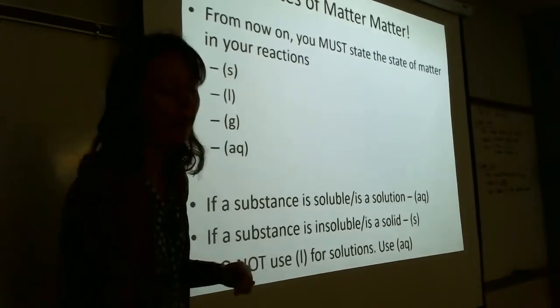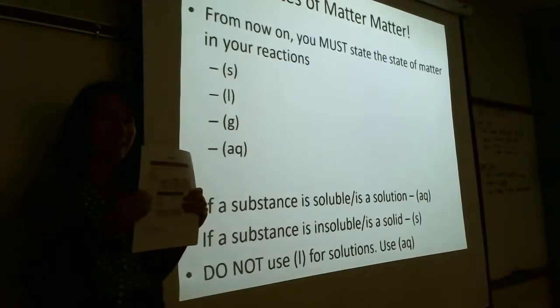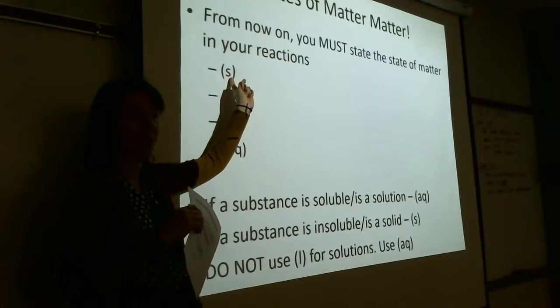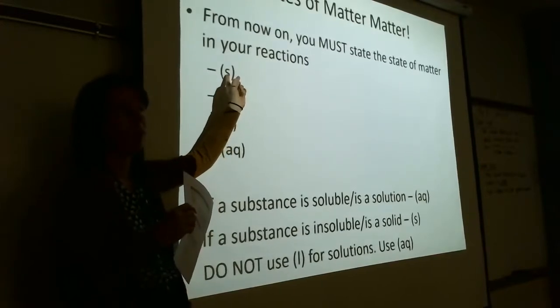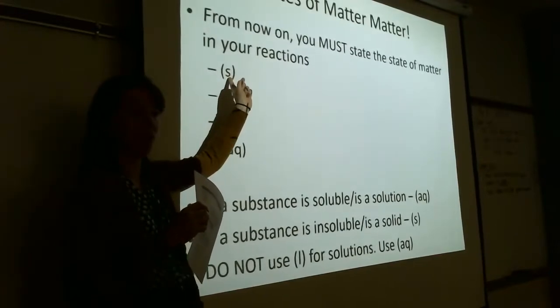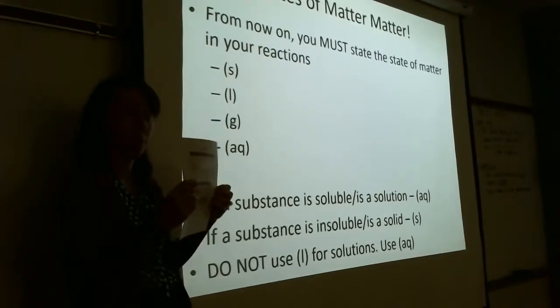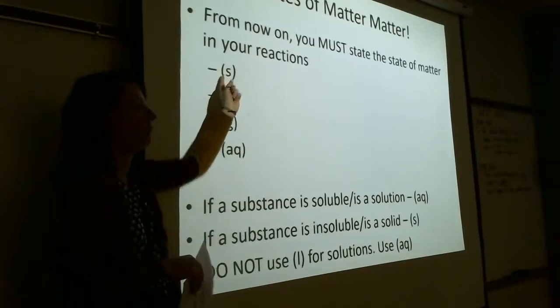If you're looking at your solubility rules and you see that something is insoluble, that's when you put S, because insoluble means solid. So please make sure you understand that S stands for solid. It does not stand for soluble. If something is insoluble, it's a precipitate. That means you put S next to it.